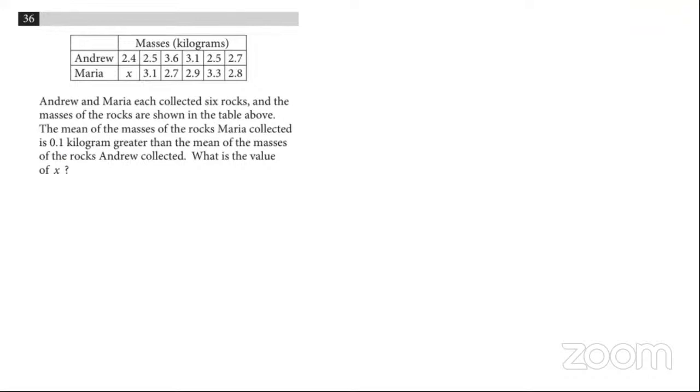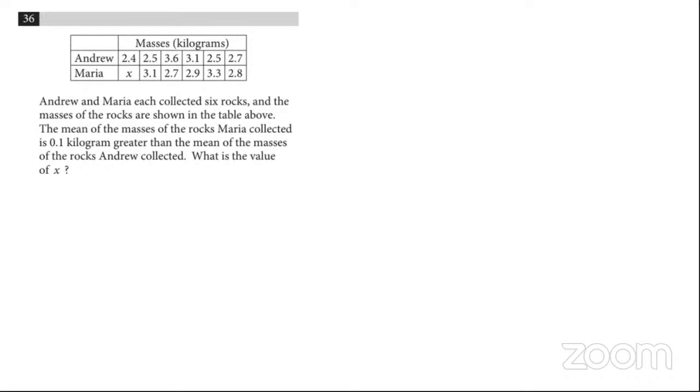So basically, there are two people, Andrew and Maria. Both of them collected 6 rocks each. And the masses of the rocks are shown in the table above. So in the table given, we are given the masses of the 6 rocks collected by Andrew and Maria. We can see that for Maria, the mass of one of the rocks is not given. I think we have to find that.